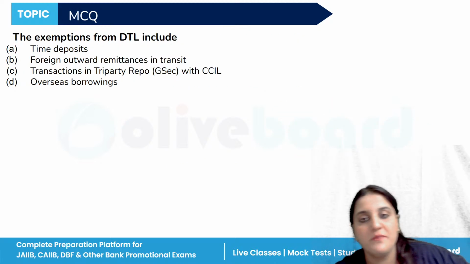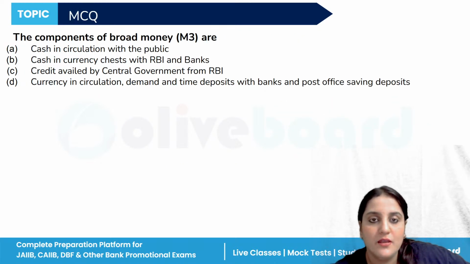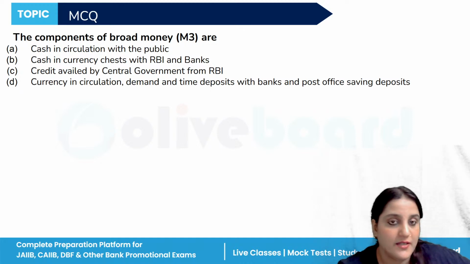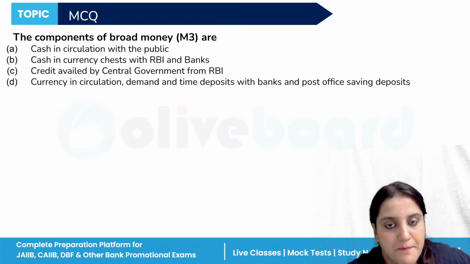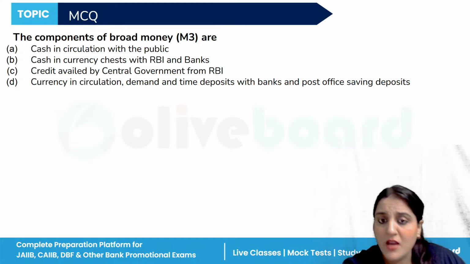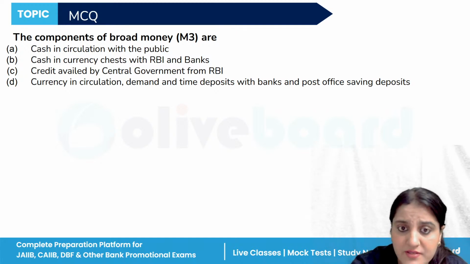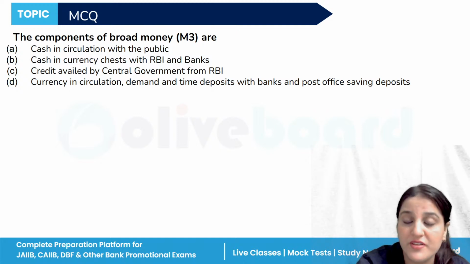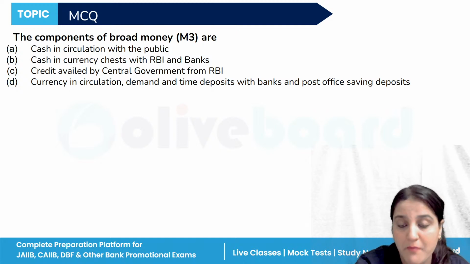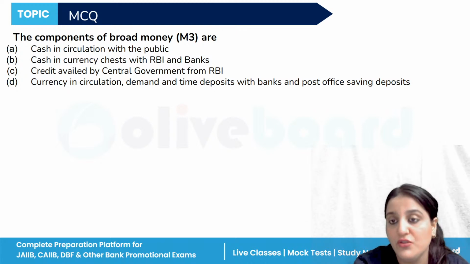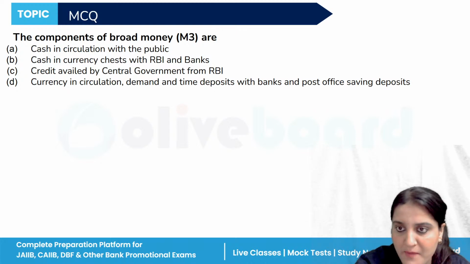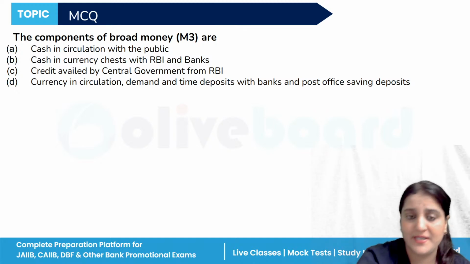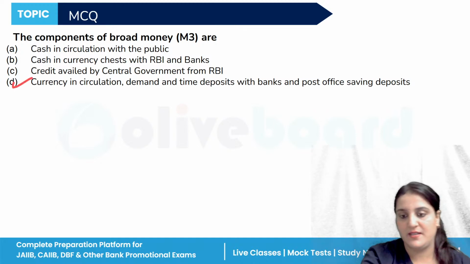The exemptions from DTL include, okay, this question is skipped. The components of broad money: currency in circulation refers to physical cash. Demand deposits with banks are deposits that can be withdrawn on demand without any notice, and also time deposits with banks and post office savings deposits. These are the components of broad money. That means option D is correct here.